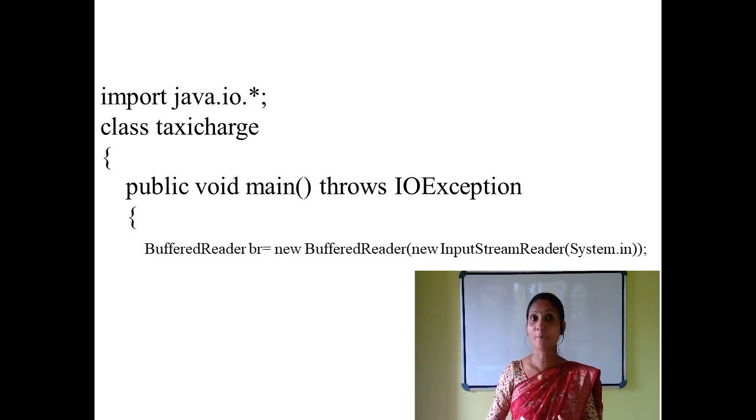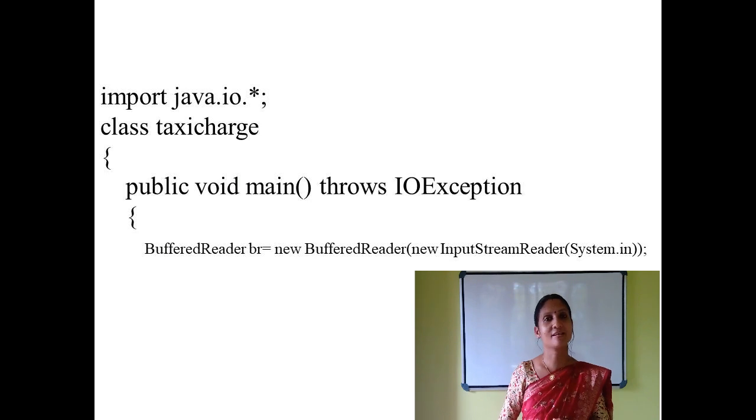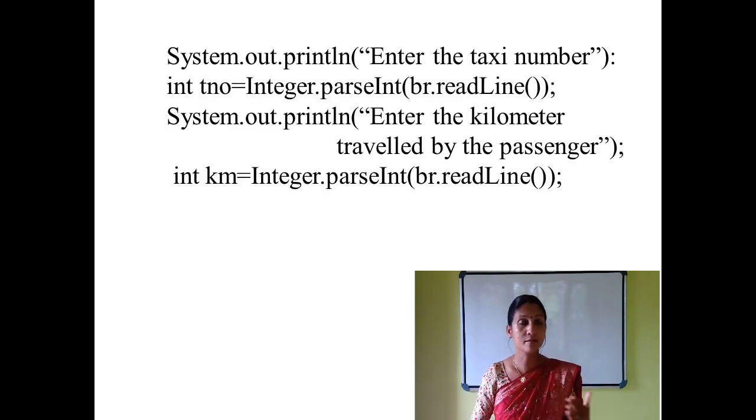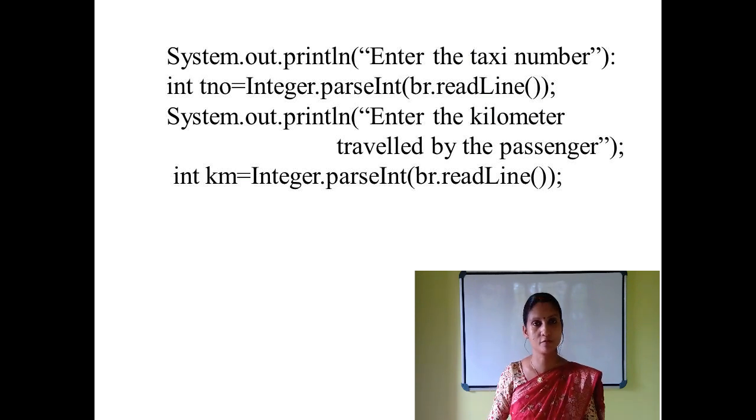After that, you need to open the function. Public void main throws IO exception. Then again you have to open the curly bracket. Then BufferedReader br is equal to new BufferedReader, new InputStreamReader, System.in. That's the next step. Then what are the values you have to input? You pass the message to the user. You need to input the first taxi number.